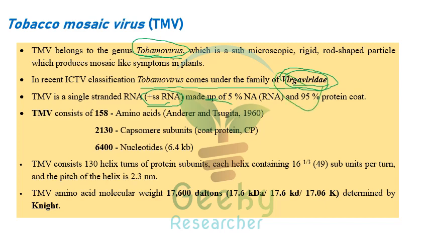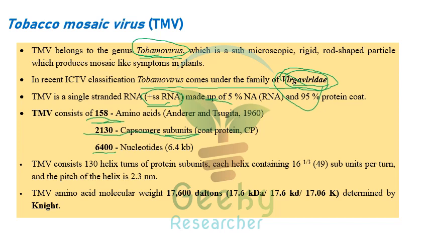Tobacco mosaic virus contains 158 amino acids, 2130 capsomere subunits or protein subunits, and 6400 nucleotides, or to be exact, 6395, which we can round up to 6400. In exams we can expect questions like: tobacco mosaic virus belongs to which genus, what is its genome composed of, what is the protein coat percentage, how many amino acids are there, how many capsomere subunits, or how many nucleotides.